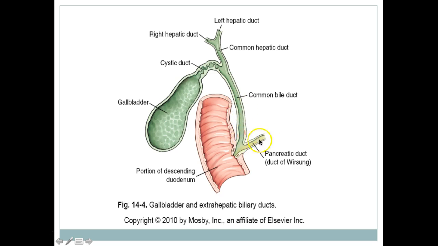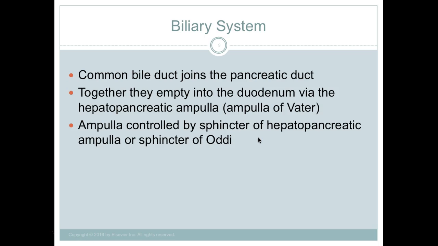And then we have the pancreatic duct coming across here. We're going to take it a step further in just a minute. So the common bile duct joins the pancreatic duct. Together, they empty into the duodenum via the hepatopancreatic ampulla, or the ampulla of Vater. So that's the next step. The ampulla is controlled by the sphincter of the hepatopancreatic ampulla, or the sphincter of Oddi. I hear it called different ways.